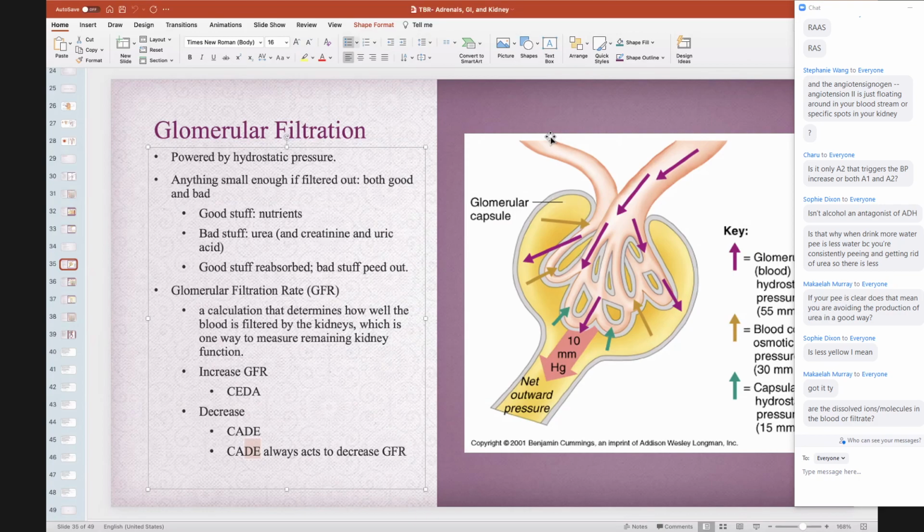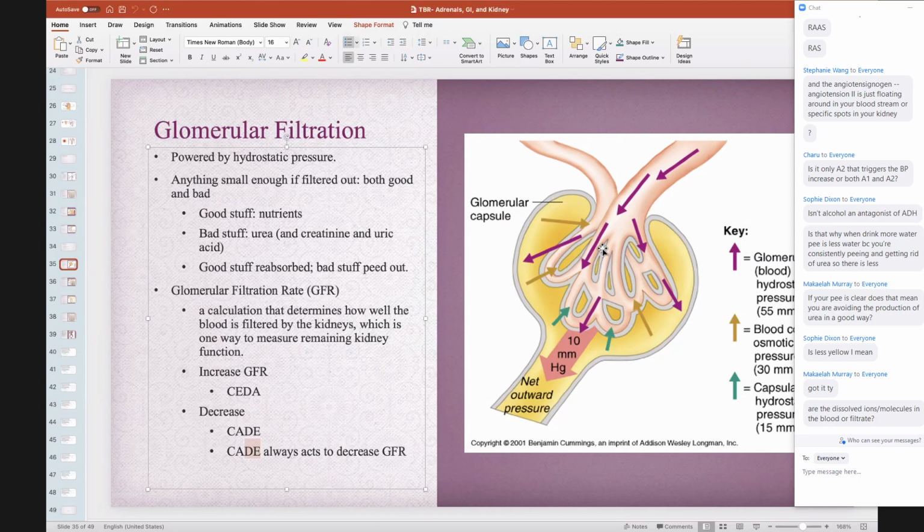If we want to increase the GFR, we can do the opposite. We can constrict the efferent, constrict this one, let less blood out, but dilate the afferent. If we dilate the afferent, more blood will come in. If we constrict the efferent, less will get out. If more is coming in and less is getting out, then we're going to build up pressure. We're going to build up hydrostatic pressure. We're going to start shooting more things out to the filtrate in any given time.